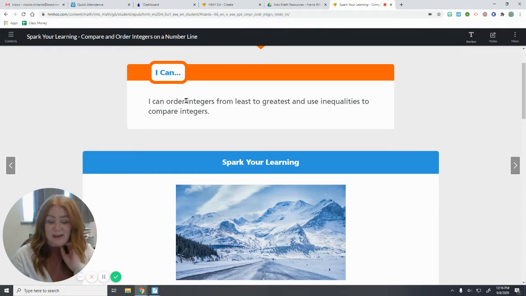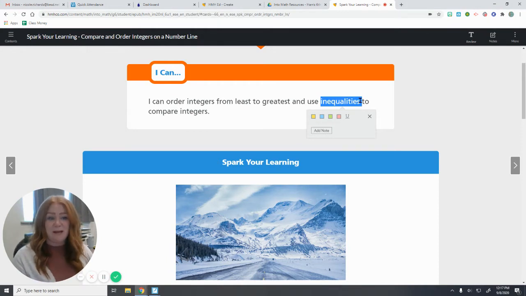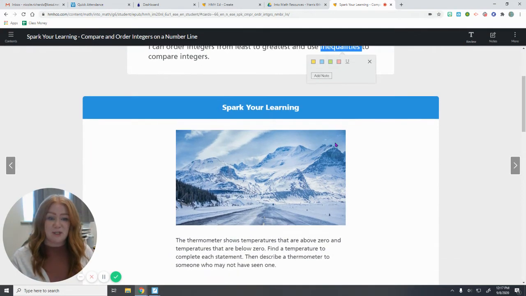So today we are working on ordering integers. If you remember from our last lesson, integers are any whole numbers, so any positive numbers, any negative numbers, and zero as well. And we're going to order those from least to greatest today. And then we are also going to use inequalities. I'm sure you have heard that word before. Maybe you're not remembering what it means right now, but I think once you see what it is, you'll remember. So we're also going to use inequalities to compare those integers.